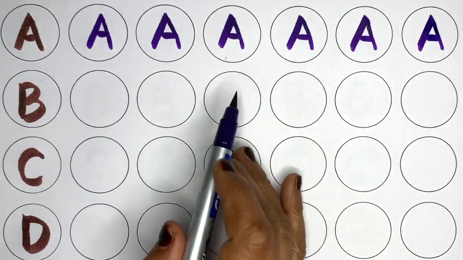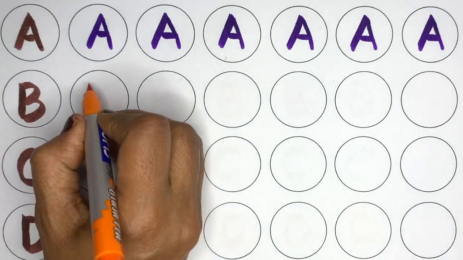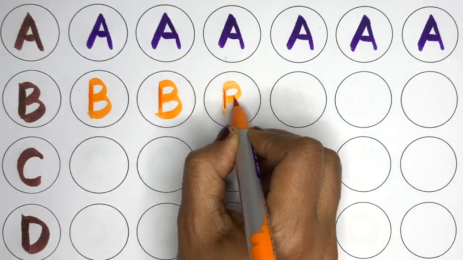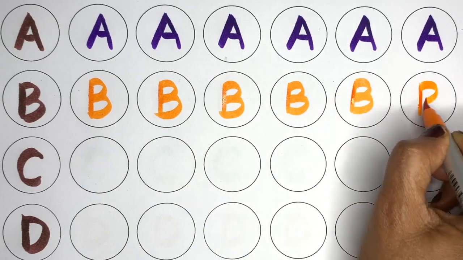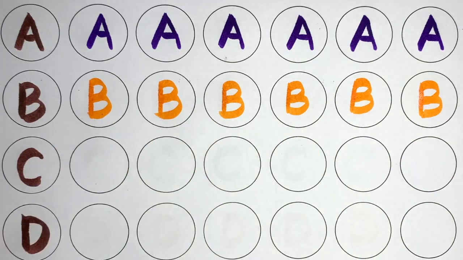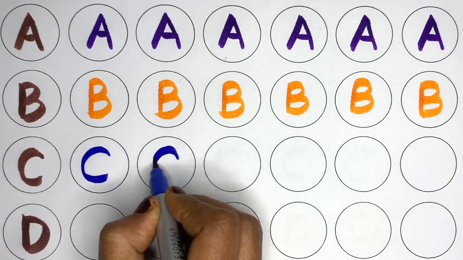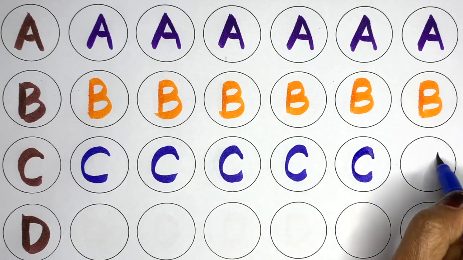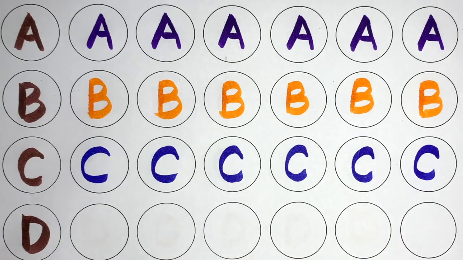A. Violet color. B. B for ball. Orange color.